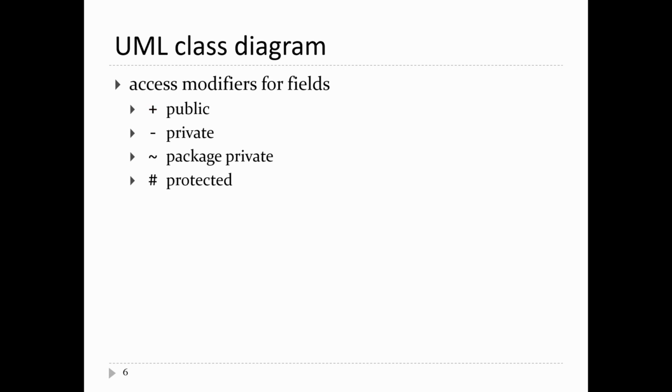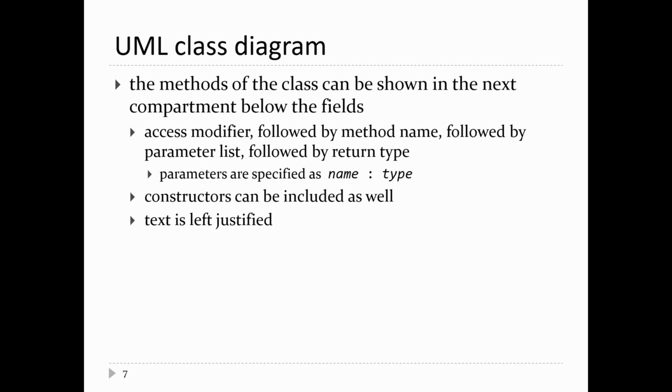So if you have a public field, you can use the plus sign. If you have a package private field, you can use the tilde. And if you have a protected field, you can use the hashtag or pound sign. Again, if you have a need to, you can then show one or more of your methods or constructors in a box below your fields. Or you can ignore the fields and have another box below the class name that includes your constructors and methods. So they look the same.